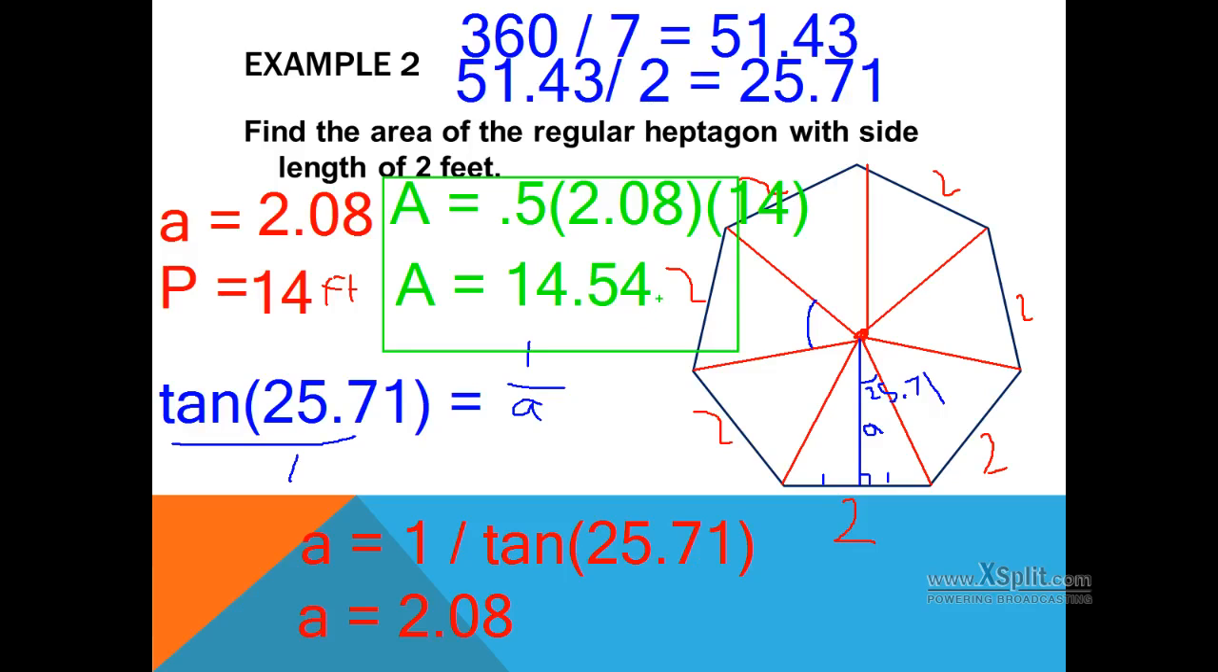Our units here, if the sides were in feet, this would be in feet squared. This is our final answer. 14.54 feet squared is the area of this regular heptagon with side length 2. Remember that number, roughly 14.5.